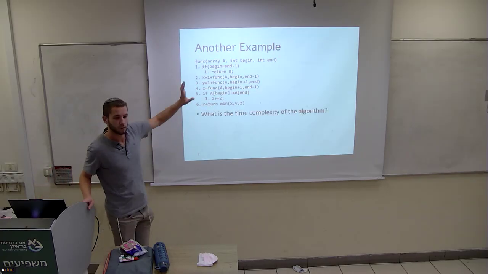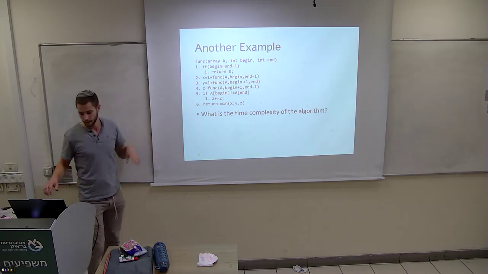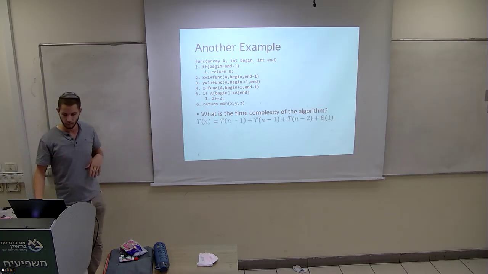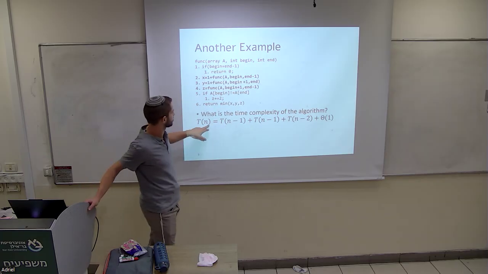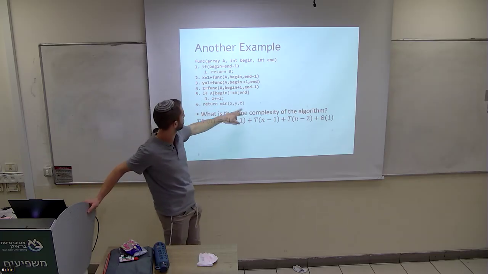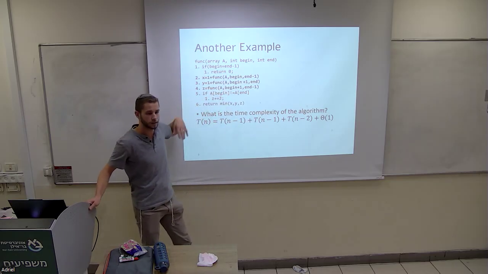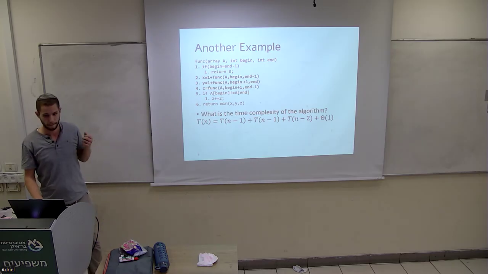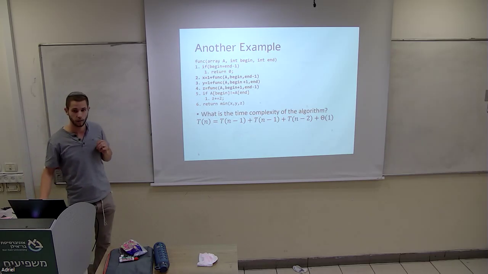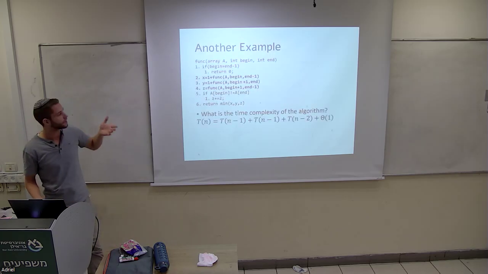Without talking about what the algorithm does, what is the time complexity of the algorithm? So we said before, those three lines are what's important. T of n is t of n minus one for this line, t of n minus one for this line, and t of n minus two for this line. And then the rest of the code is theta of one. Is that understood? Any questions? Okay. So now that we have the formula, how do we solve it?